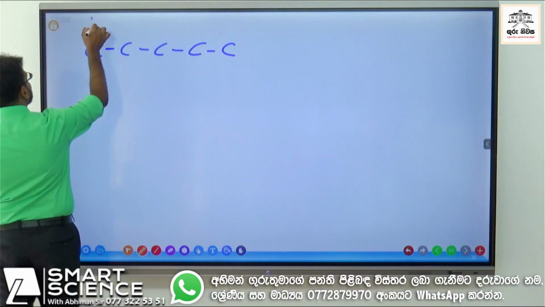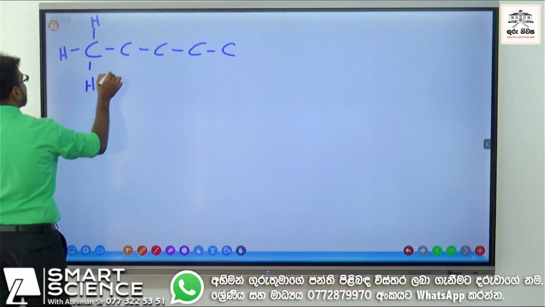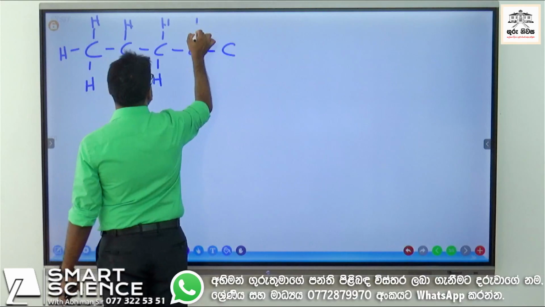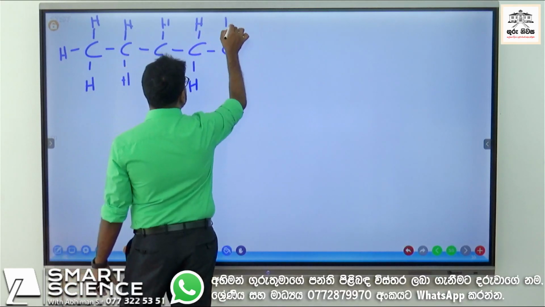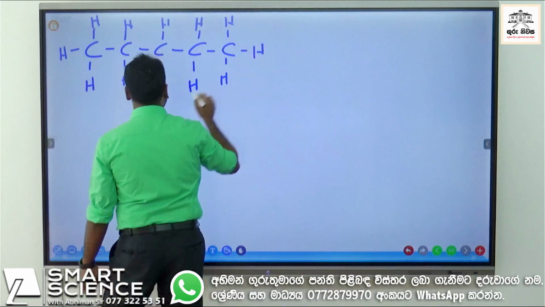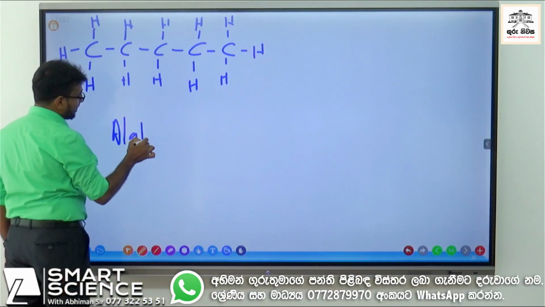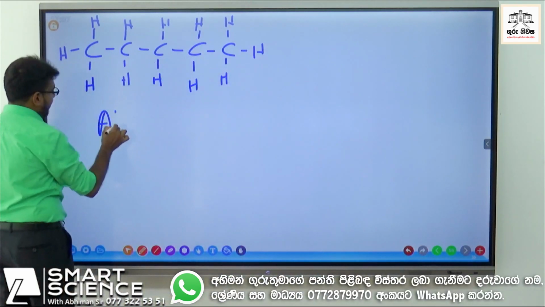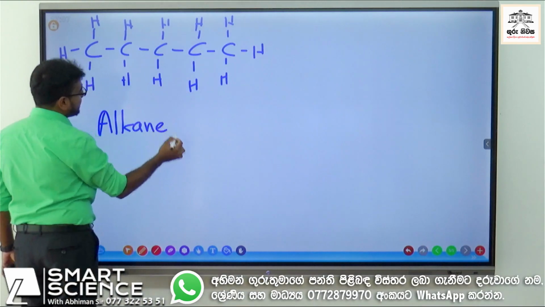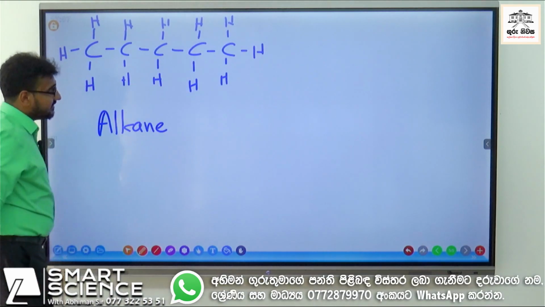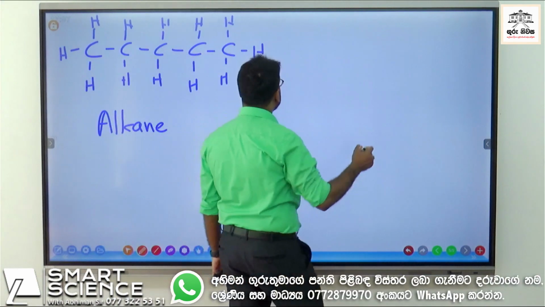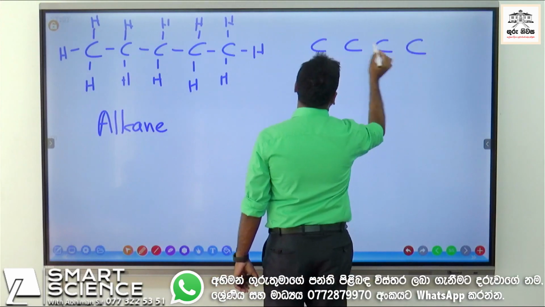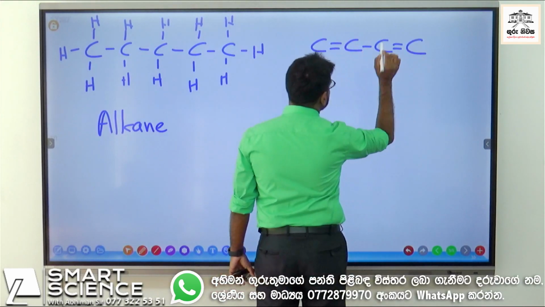And then hydrogen is bonded with single bonds like this. Everything. In here, between the carbons, there is only one what? Single bond. So these are known as alkanes. Alkane. Right?